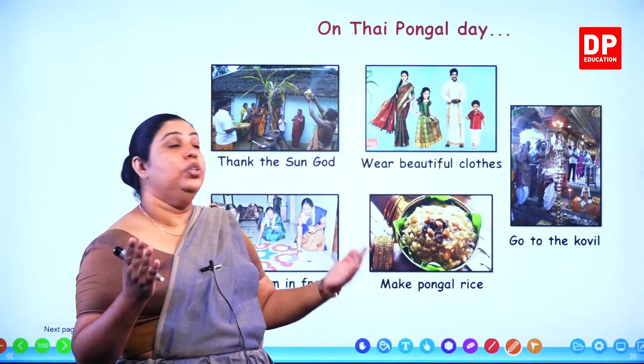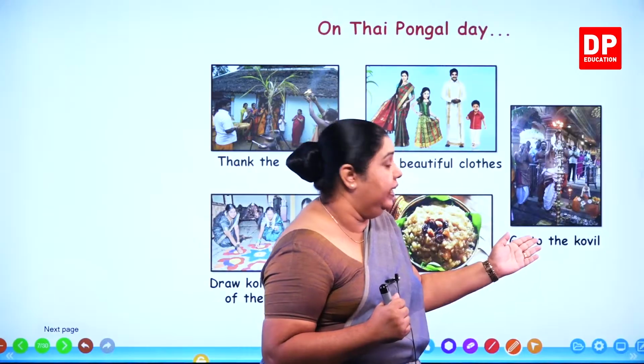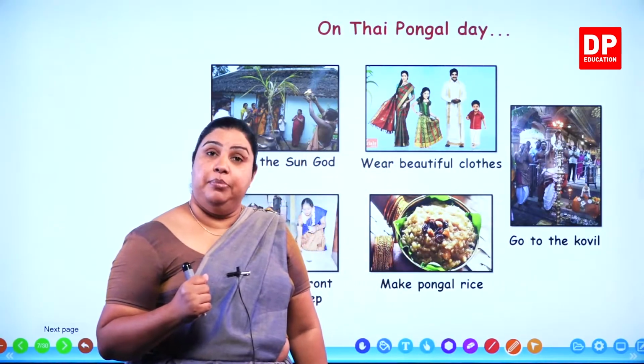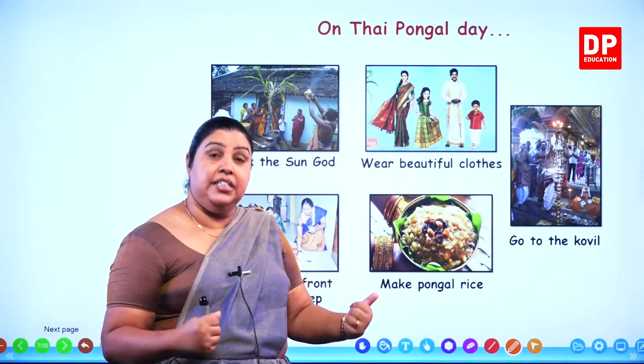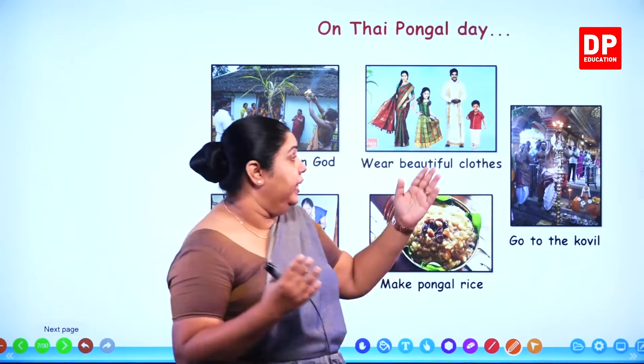Then they go to the kovil. Here that is their they celebrate their festival. They thank the sun god. They go to the kovil and ask for blessings. Can you see? This is how it looks like inside a kovil.